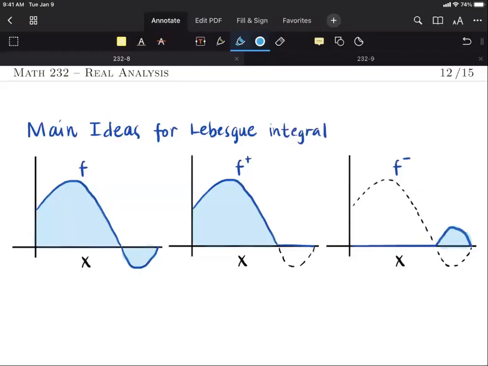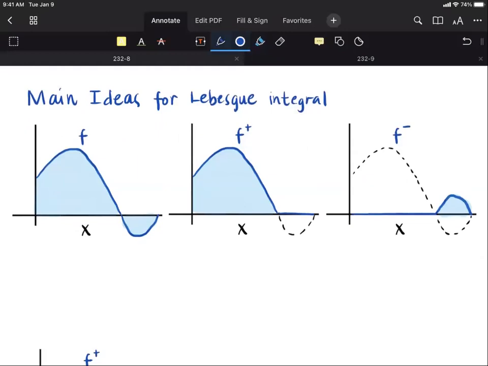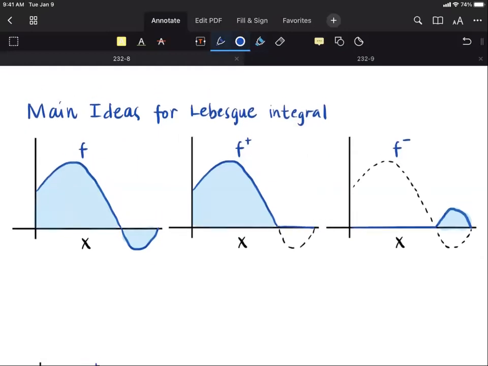So going back to the geometric interpretation of the integral, the integral of f would be the signed area of this shaded region on the leftmost drawing. This would be the area of the upper part minus the area of the lower part. That would be the integral of f of x.